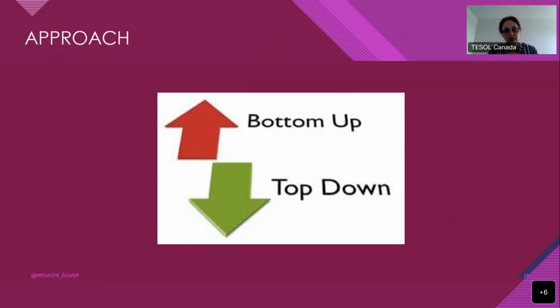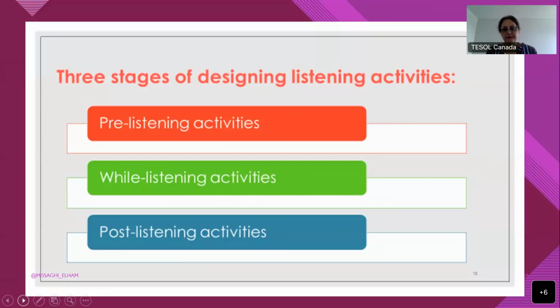Is that clear to all of you? I'm sorry. Is that clear? What's the difference between bottom-up and top-down?